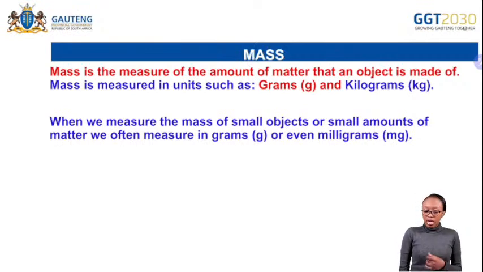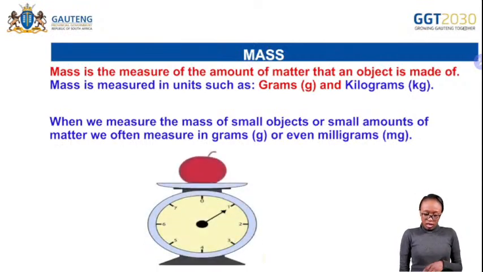When we measure the masses of small objects or small amounts of matter, we often use grams or milligrams. I have a kitchen scale here that I'm sure you've seen at home or in other places, used to measure amounts of flour or other kinds of food when someone is baking or cooking. The lab also has an electronic scale that we use to measure small amounts of matter, in grams or milligrams.